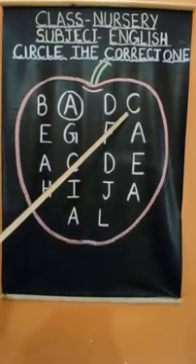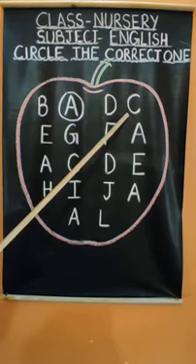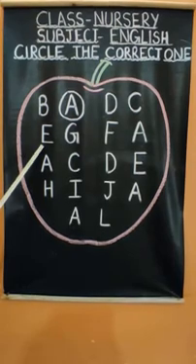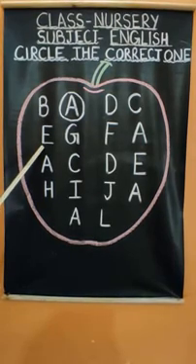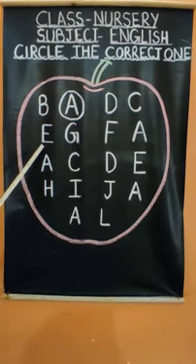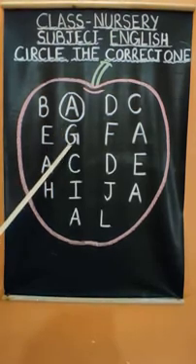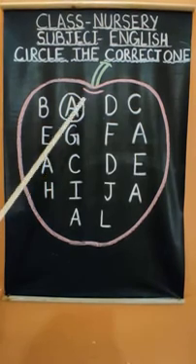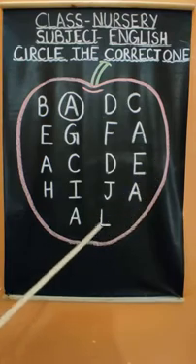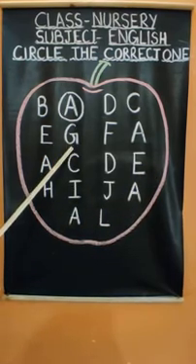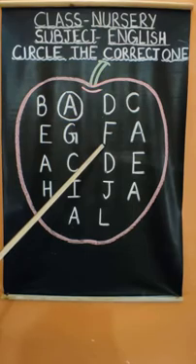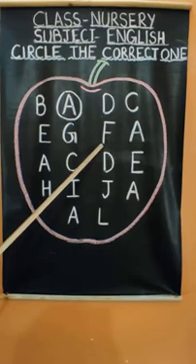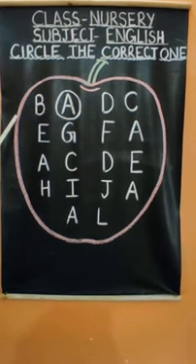Which alphabet is this? C. So you will circle C? No, you will not circle C. Which alphabet is this? E. So will you circle E? No. Which alphabet is this? G. Will you circle G? Is this G for grapes? No. So you will not circle G for grapes. Which alphabet is this? F. So you will not circle F for fish because this is not a figure of a fish.